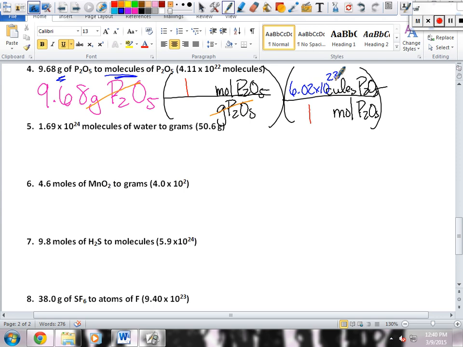Now, I need somebody's help on the mass of this one. The mass I calculated is wrong. I actually Googled it, and Google is wrong. It's 141 point what? 94. That's the only one I need help on.